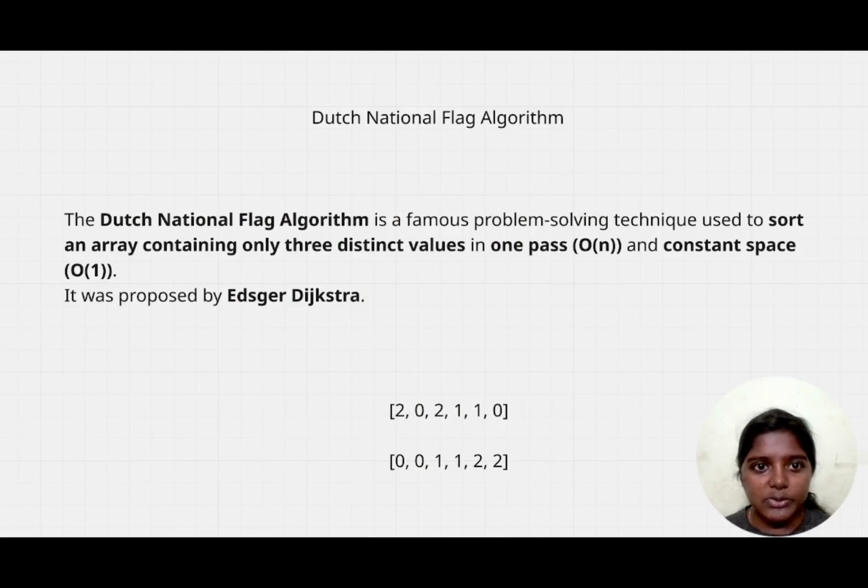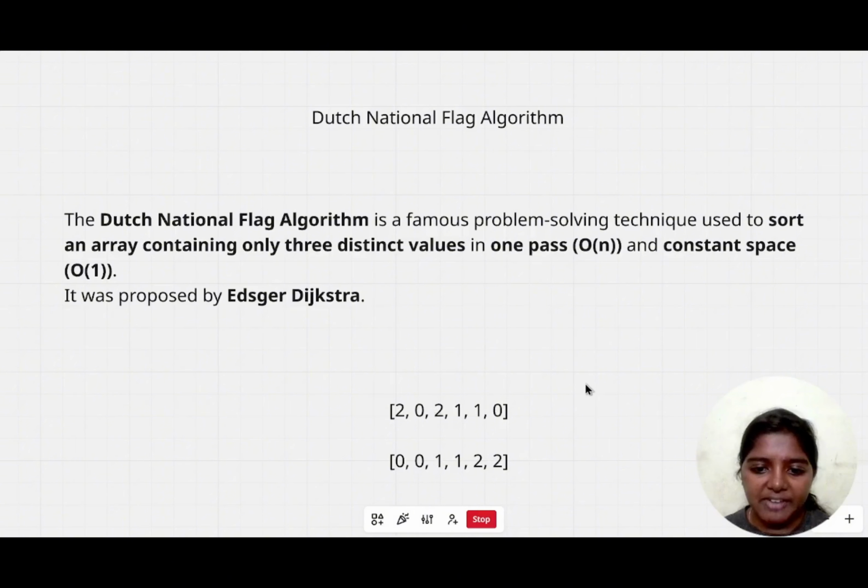In this video, we are going to see the Dutch national flag algorithm. So let's first see what the Dutch national flag algorithm is. It is a famous problem solving technique used to sort an array containing only three distinct values in one pass, which is O(n). So we are going to traverse the array only one time, with constant space, O(1), and it was proposed by Edsger Dijkstra. So let's see the Dutch national flag algorithm in detail with an example.